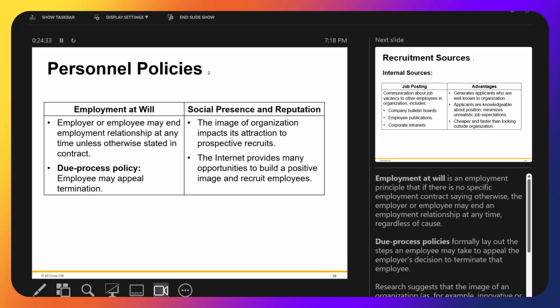Social presence and reputation. The image of the organization impacts its reputation and attraction to prospective recruits. How you deal with employees, and particularly how they leave and how you deal with that matter, that's your reputation, and that's what gets out there. The internet provides many opportunities to build a positive image and recruit people, but it also provides opportunities for people to say bad things about a company if they don't treat people fairly.